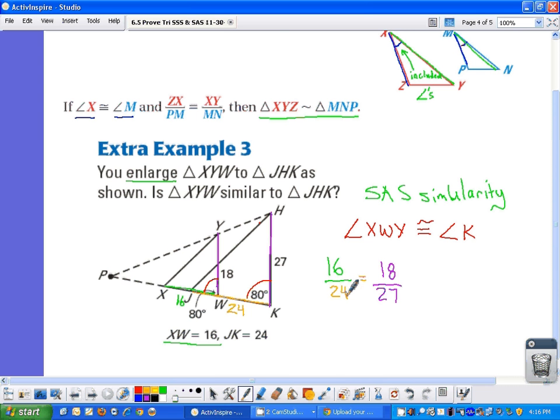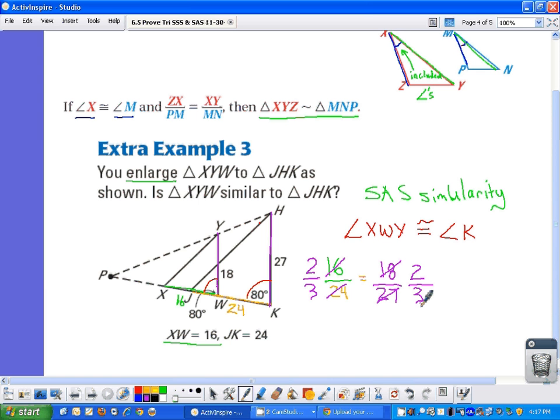We could take the cross products, but these are kind of big numbers, so I'm going to see if there are common factors. On this side over here, it looks like 8 goes into both of these, so this simplifies down to 2/3. Over on this one, 9 goes into this one 2 times, and 9 also goes into this one 3 times. So it does appear that these two triangles are in fact similar.